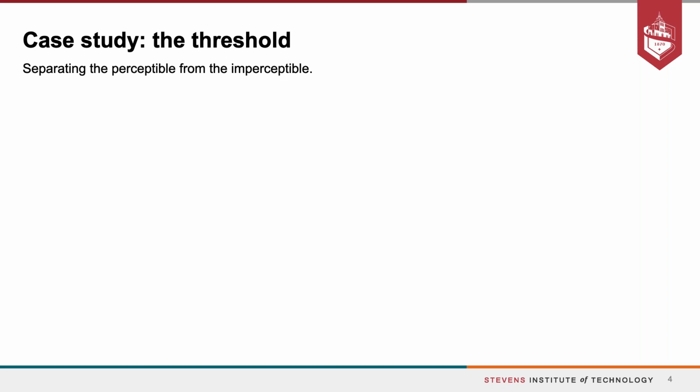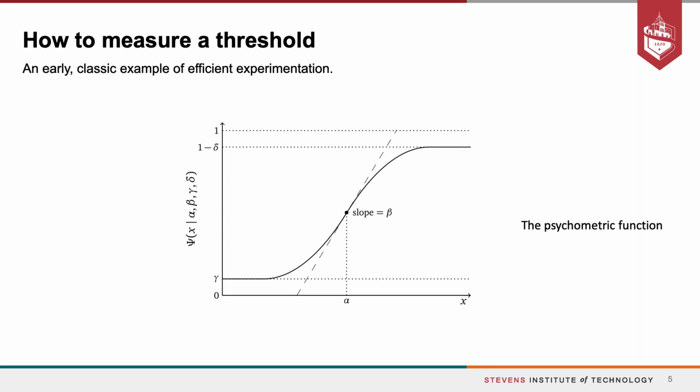Okay, so the actual thing that we need to measure here is a threshold. We need to measure the boundary between the visible and the invisible, the perceptible and the imperceptible, and we're going to do that by manipulating the size of the thing that we show somebody, very similar to the way that you see in a doctor's office. Okay, so let's talk about the classic way to measure a threshold.